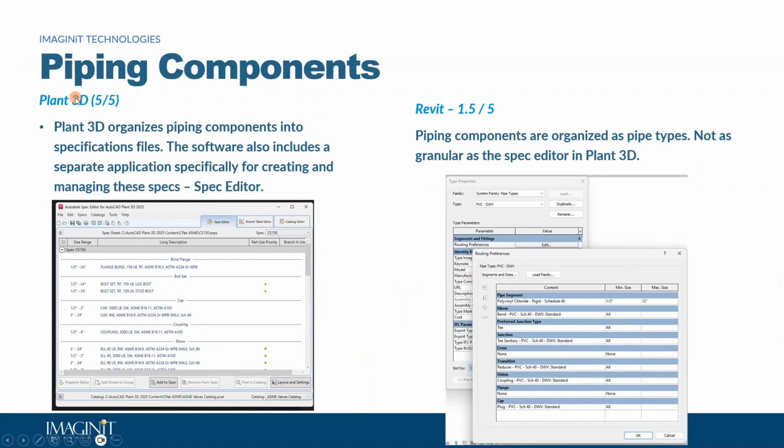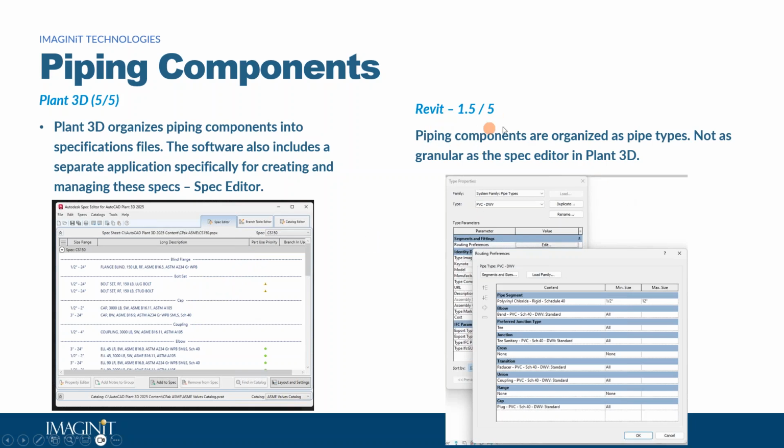Piping components. So Plant 3D, we gave it a 5 out of 5. So this is another feature where Plant 3D shines. Plant 3D organizes piping components into specification files. The software also includes a separate application specifically for creating and managing these specs, the spec editor. Javier is going to do a quick demo on the spec editor later on. So this is where you manage your specs.